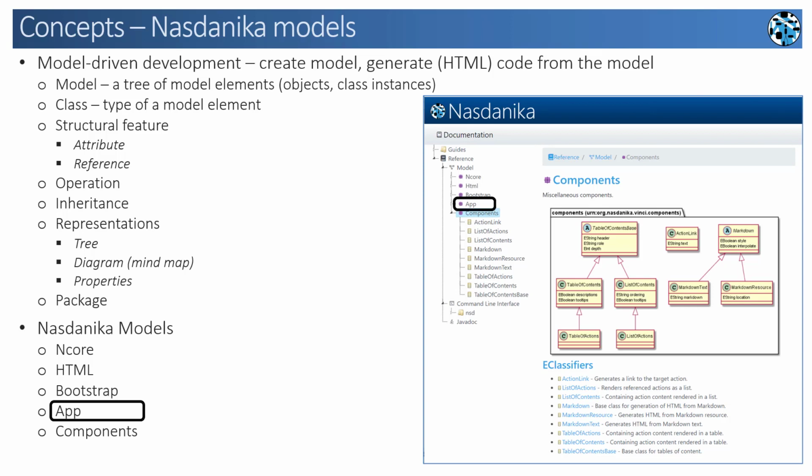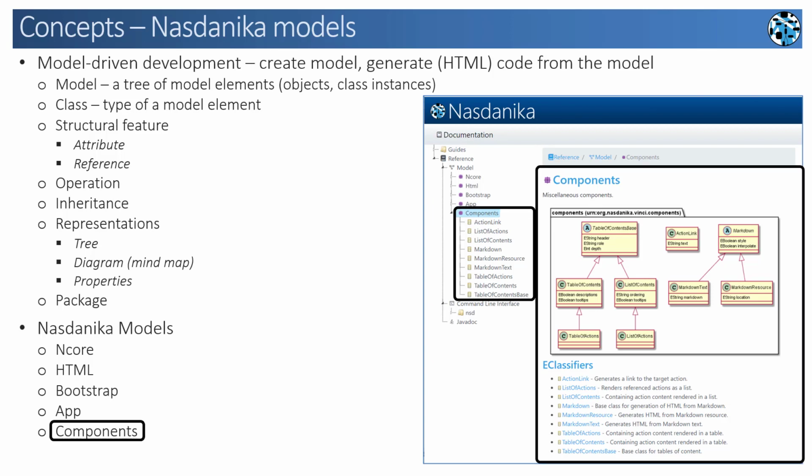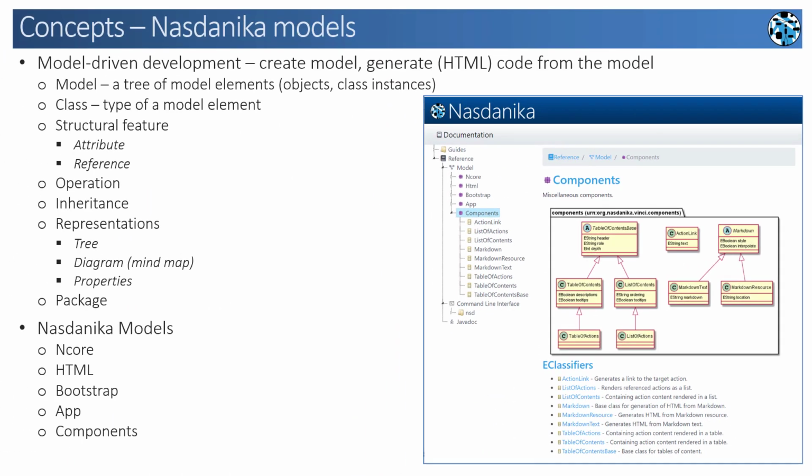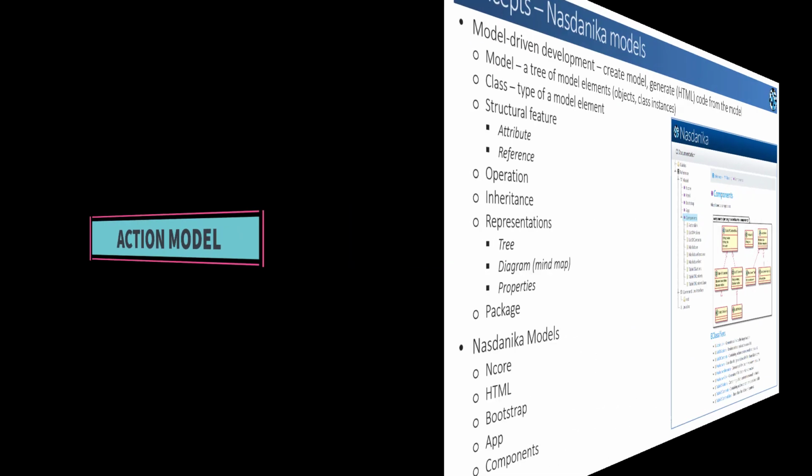The application model raises the abstraction level even higher. At this level a site is a tree of actions with content. In this guide we will operate at this level of abstraction. Eventually, the components model provides high-level components such as tables of content, and text-to-speech components. In this guide we will be generating a website from an action model.